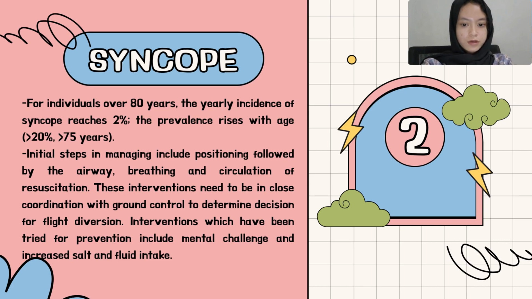The second is syncope. For individuals over 80 years, the yearly incidence of syncope reaches 2%. The prevalence rises with age. Initial steps in management include positioning, followed by airway, breathing, and circulation for resuscitation. This intervention needs close coordination with ground control to determine the decision for flight diversion. Interventions which have been tried for prevention include mental challenge and increased salt and fluid intake.